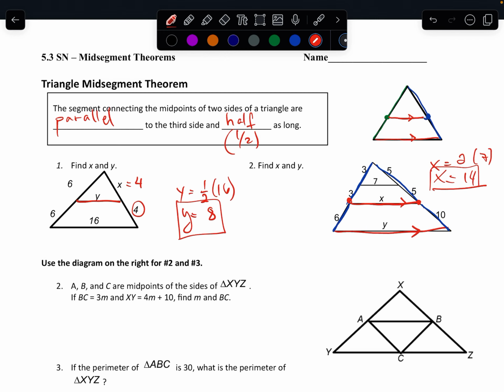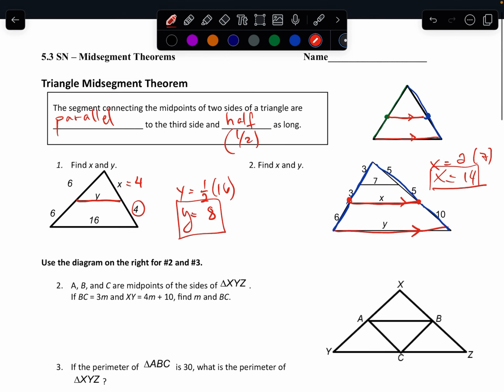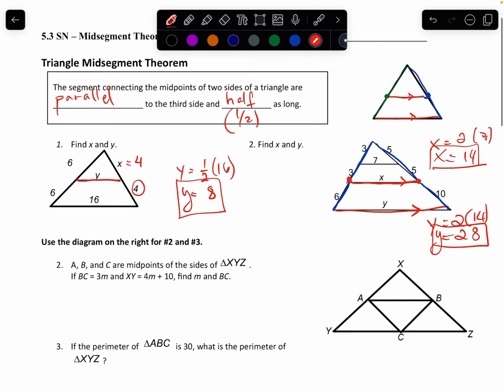These two are parallel. And y is going to be double x, or x is half of y. So I'm going to say that y is equal to 2 times x, which we know x is equal to 14. So y is equal to 28.